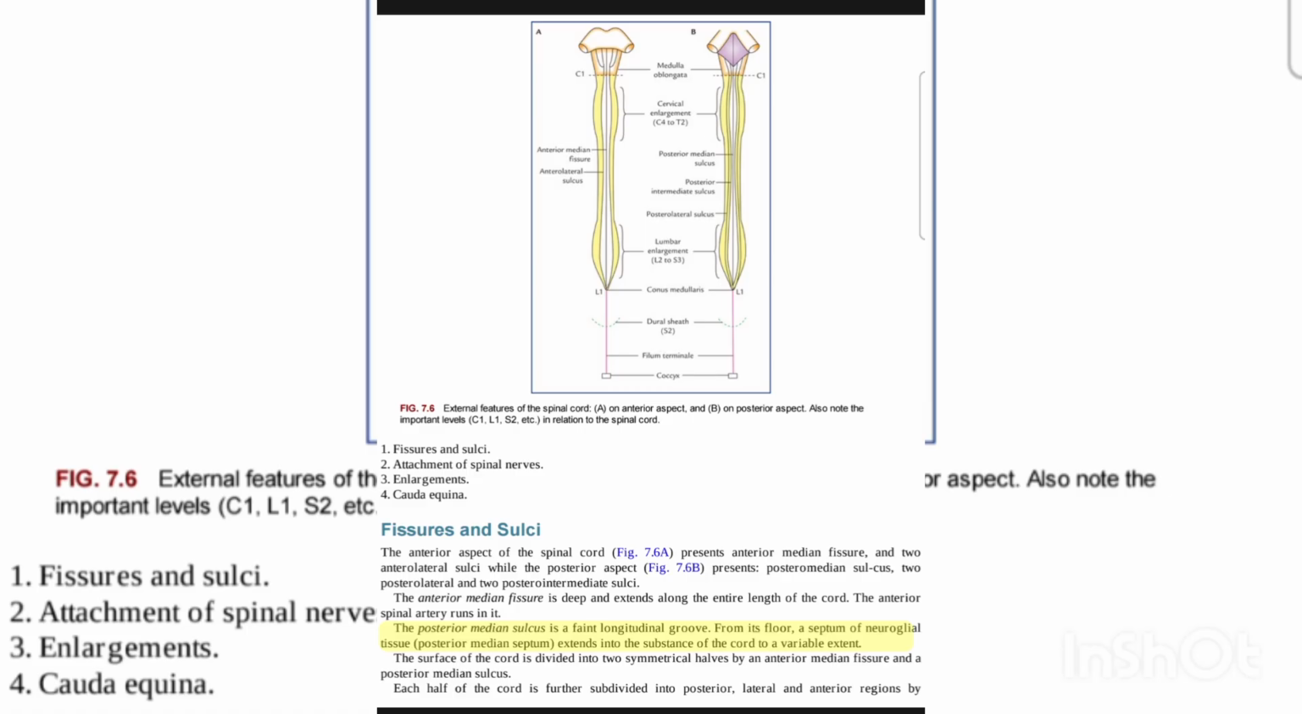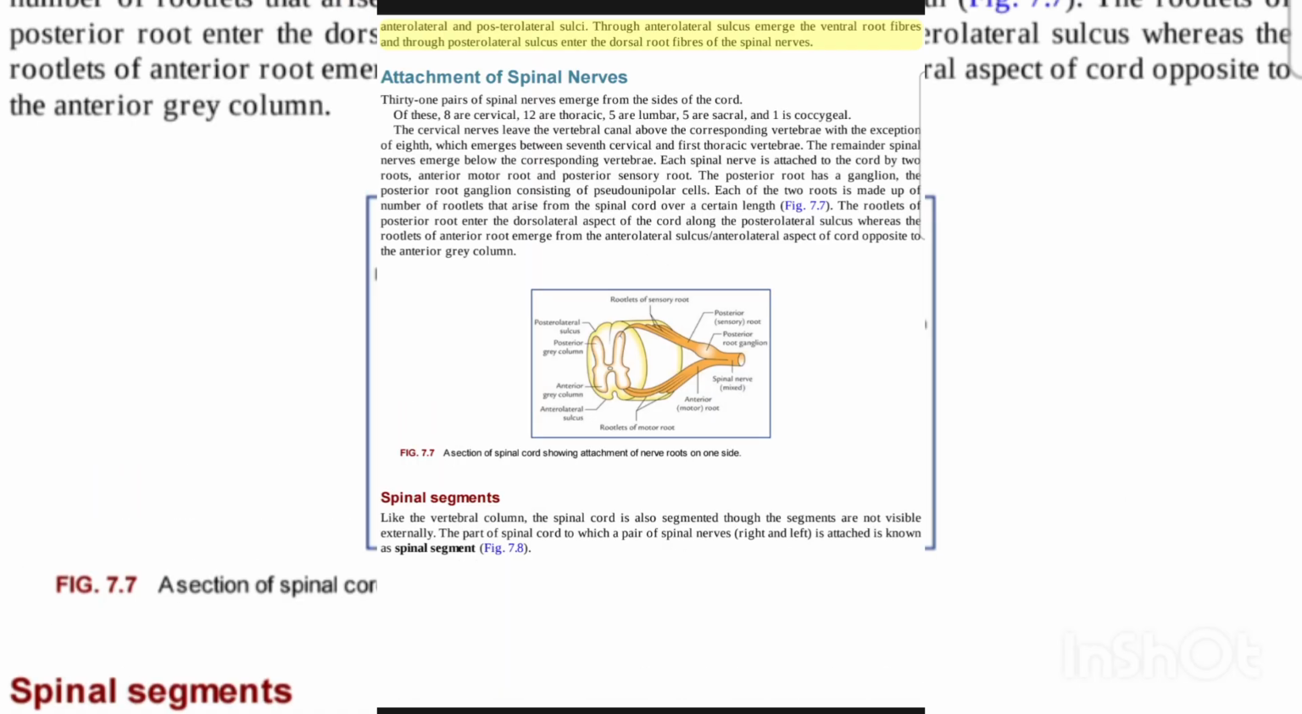From its floor, a septum of neuroglial tissue, the posterior median septum, extends into the substance of the cord to a variable extent. The surface of the cord is divided into 2 symmetrical halves by an anterior median fissure and a posterior median sulcus. Each half of the cord is subdivided into posterior, lateral and anterior regions by anterolateral and posterolateral sulci. Through the anterolateral sulcus emerge the ventral root fibers and through the posterolateral sulcus enter the dorsal root fibers of the spinal nerves.